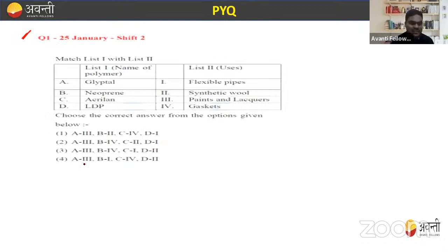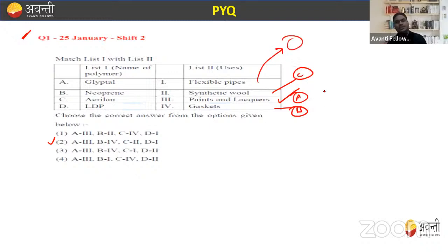That is the second one, right? Second one means what, beta? Glyptal is used as paints and liquors, right? Similarly, the neoprene. Neoprene is used as a gasket. So the correct option is B. So neoprene is used as a gasket. Similarly, acrylene is used as synthetic wool. So this is synthetic wool. And the low density polythene is used in flexible pipe, right? So this is for D. So this is the correct answer for this question, right?